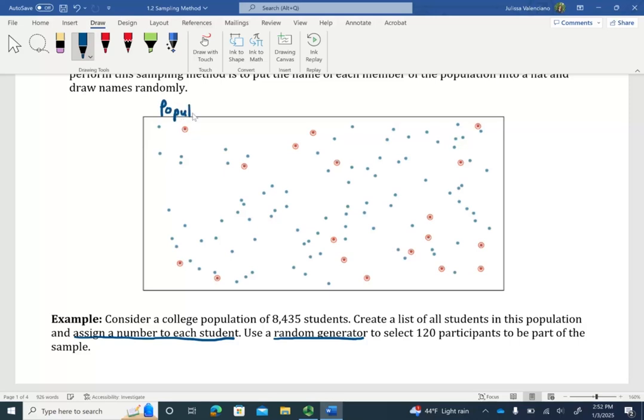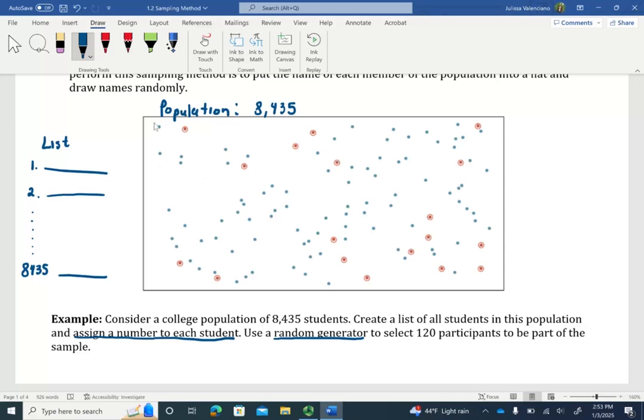Imagine this big rectangle is the population. Inside this rectangle, we would have 8,435. We would need to create a list with all the names of individuals in the population. So with the names of all the students at this college. So 1 would be one student, 2 would be another student, and so on. All the way until we get to the last student, which would be number 8,435.